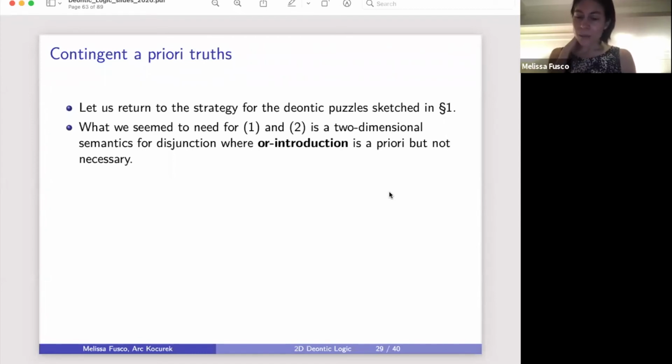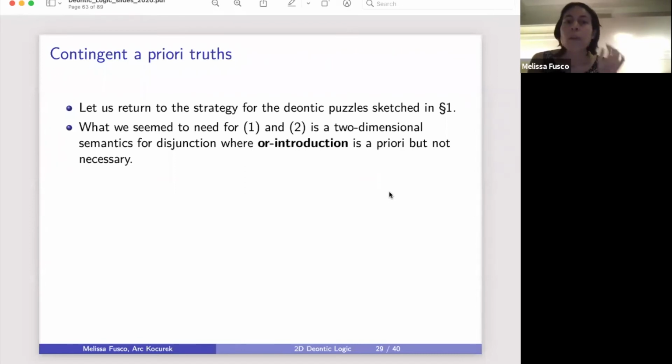I would like or introduction to be a priori valid, and I would like tautologies like P or not P to be truths of meaning. You can conclude them from nothing. You can begin proofs with them in the relevant way. But if you look inside a modal operator, then the or will display non-classical behavior.